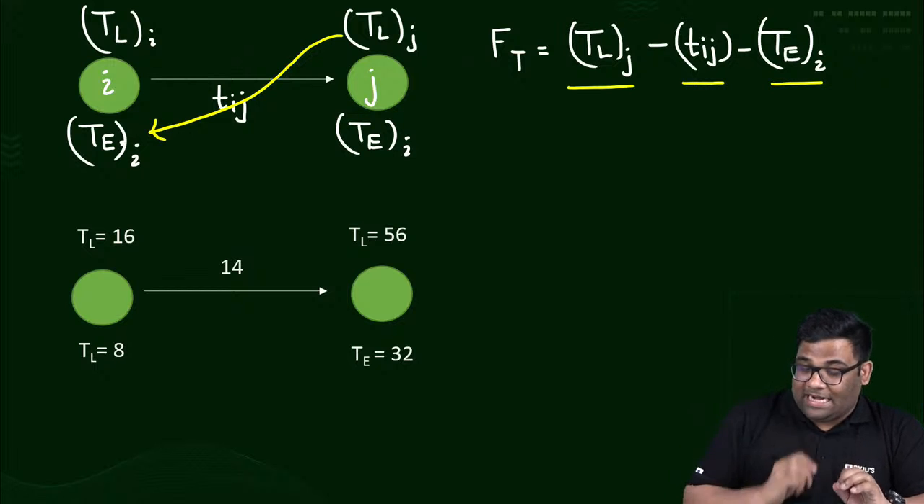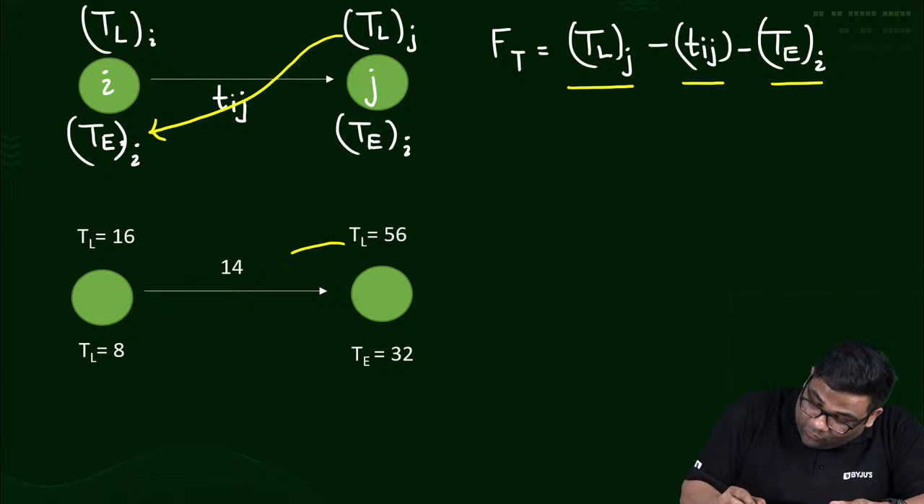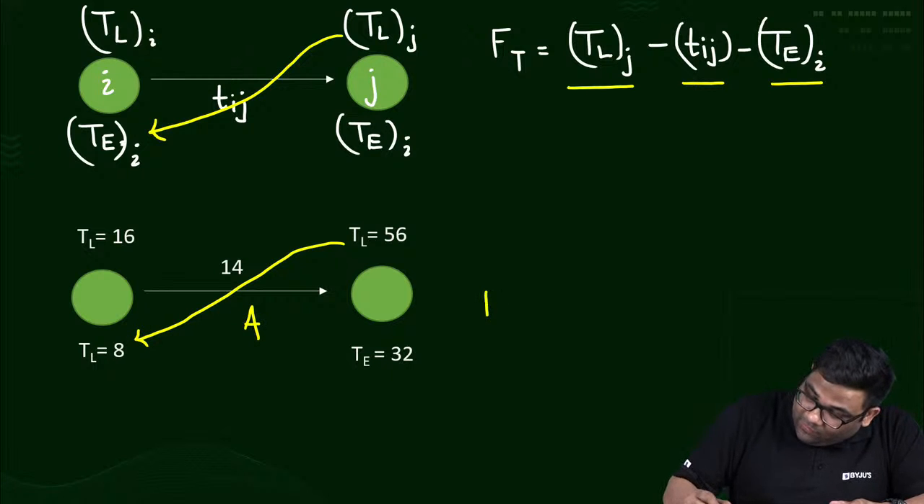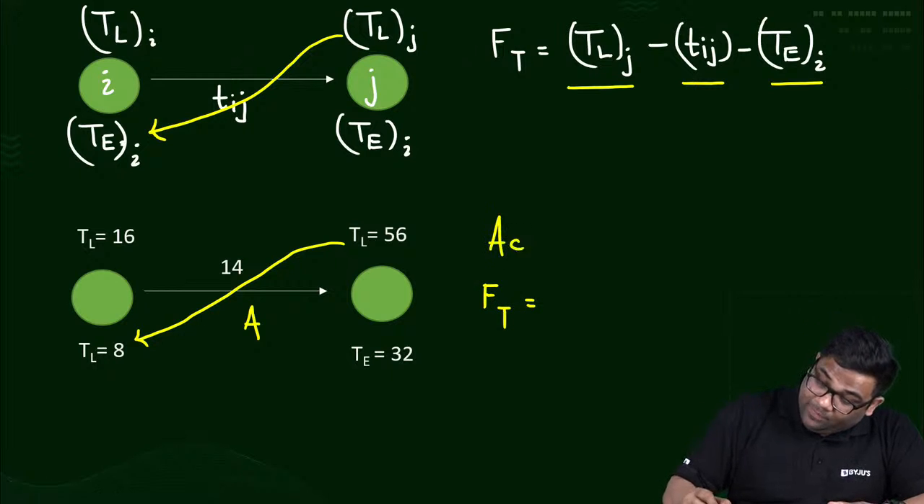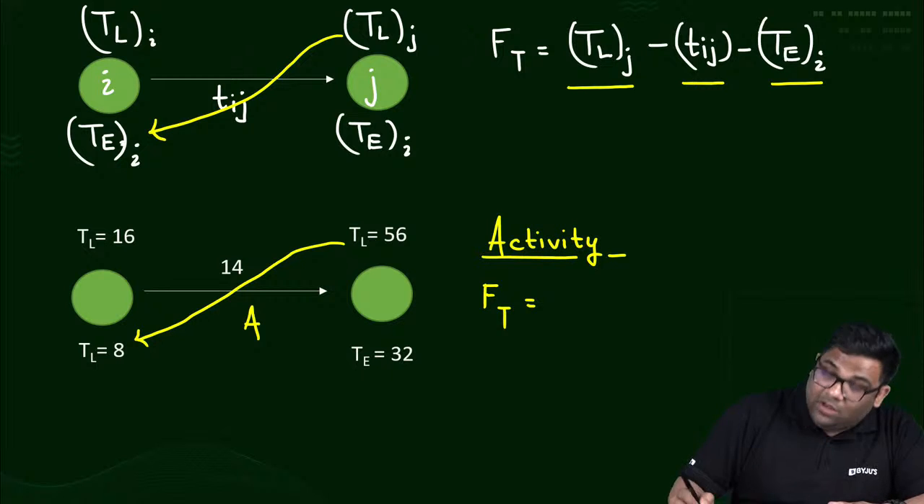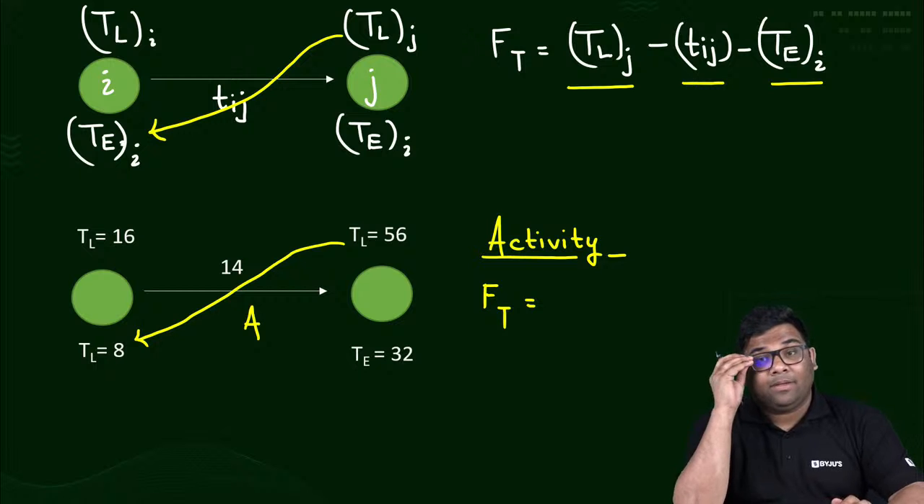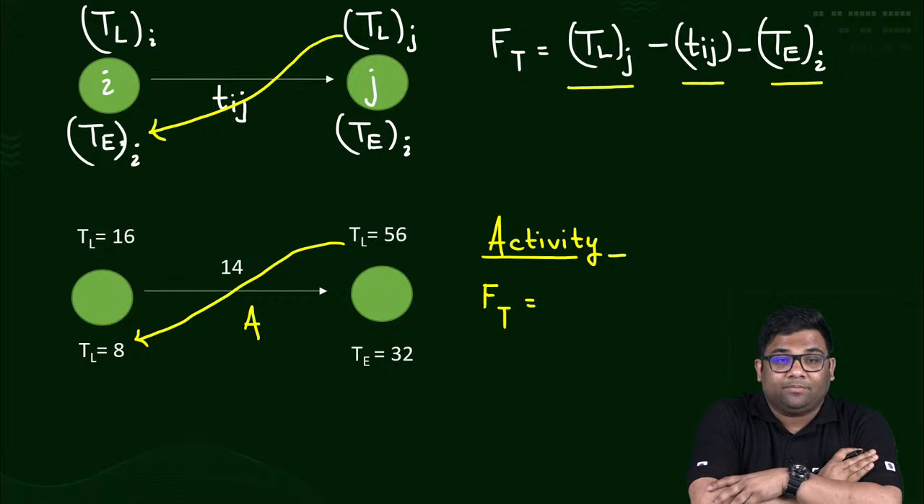So now suppose this is an activity, and the activity name is A. I am asking you the total float of this activity. Can you give me the total float of this activity A? Tell me quickly.